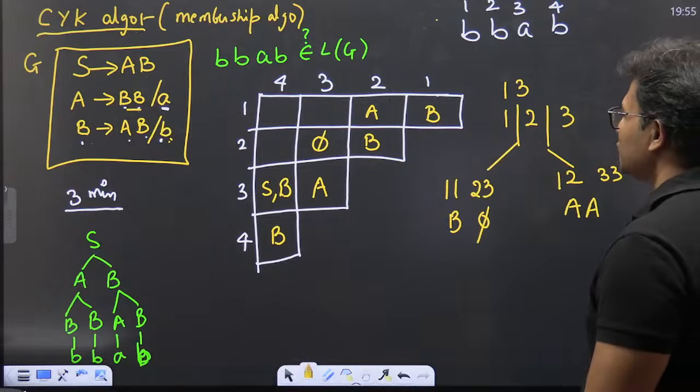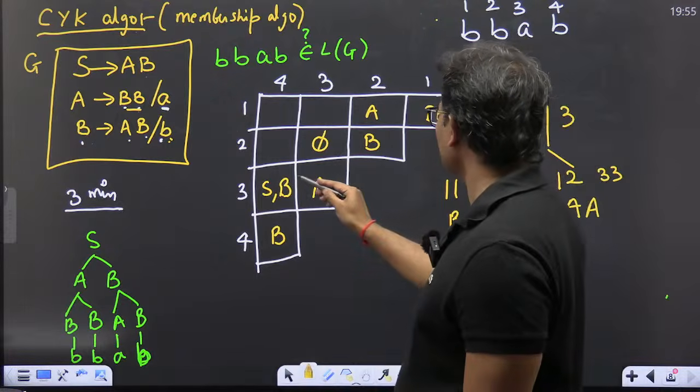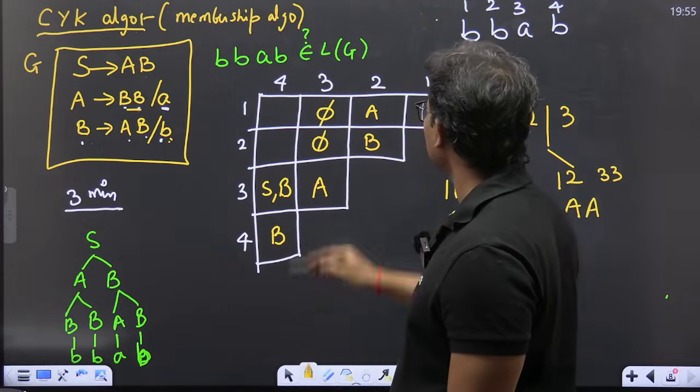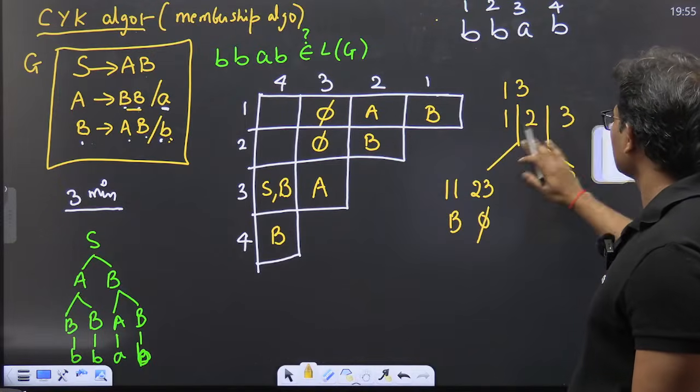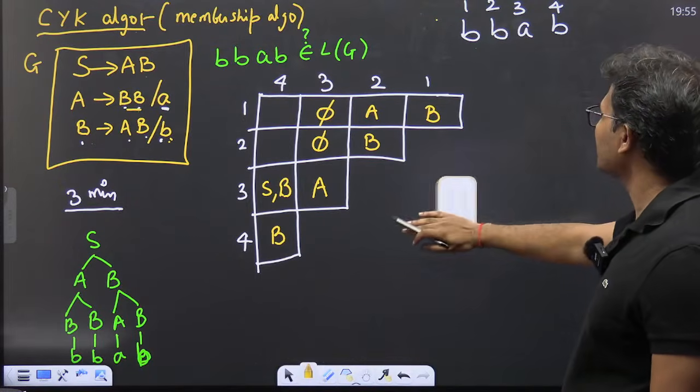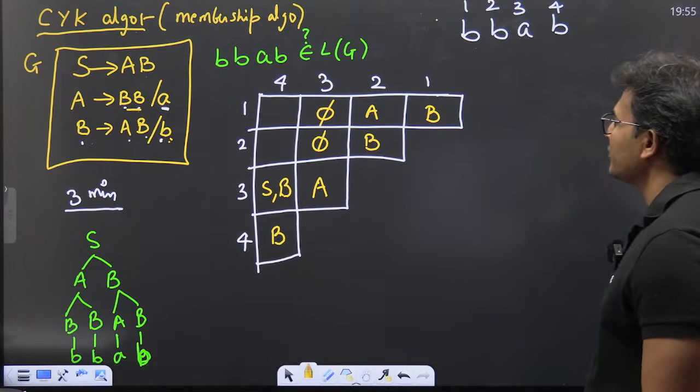So it is not there. Therefore, we are going to put a 5 here. 1 3 is 5. Okay.